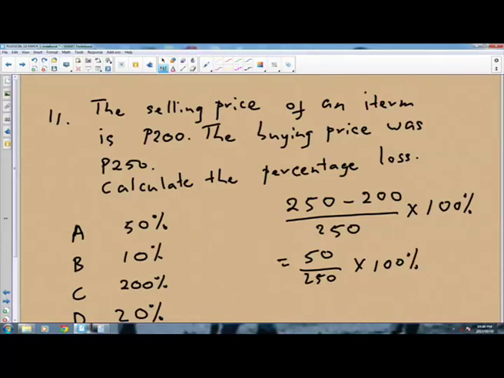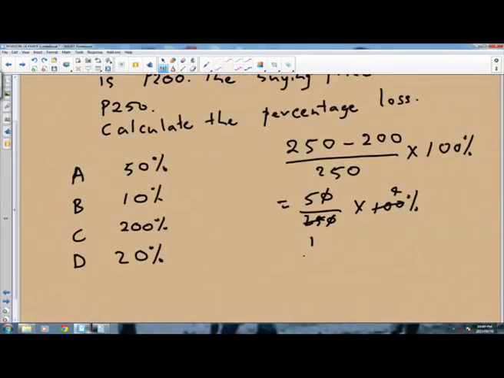10 into 250 will cancel this 0 and then this 0. So we are remaining with 5 over 25 times 100. And then 25 into 100 is 4. So what do we have? We have 5 times 4%. And then what is 5 times 4%? This is 20%, because 5 times 4 is 20. So the answer to this question is 20%.